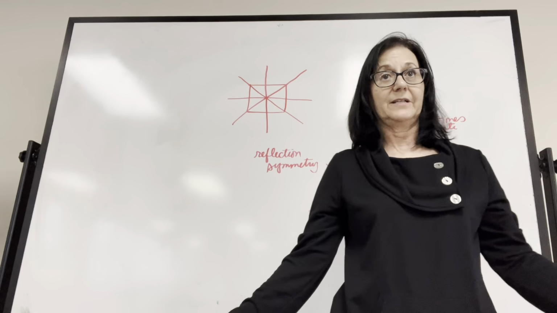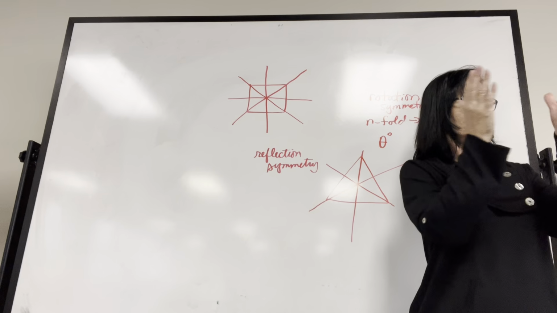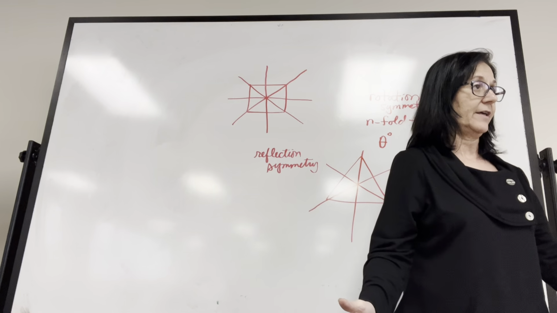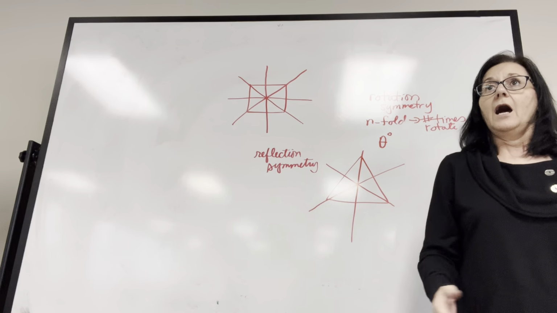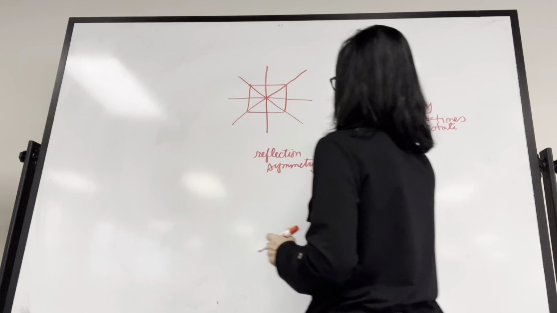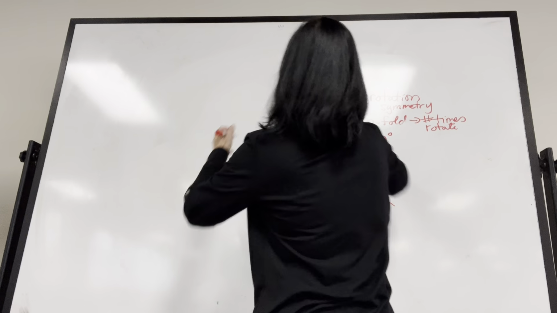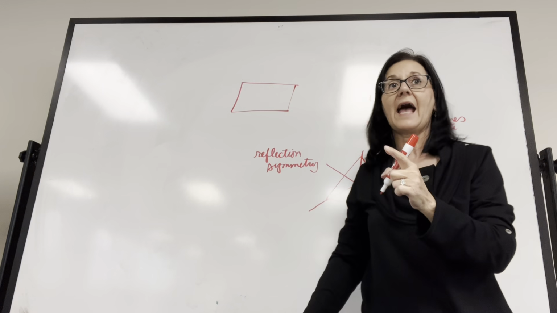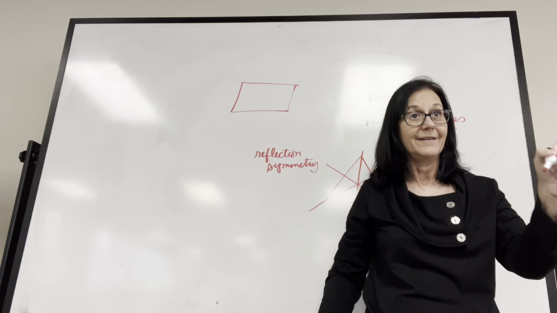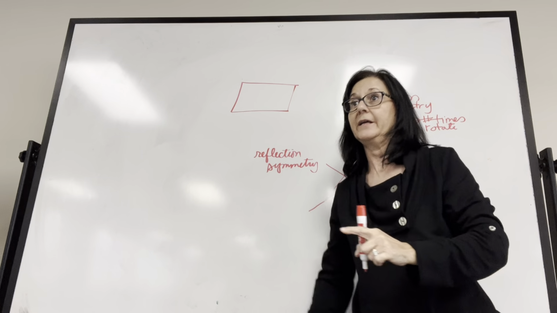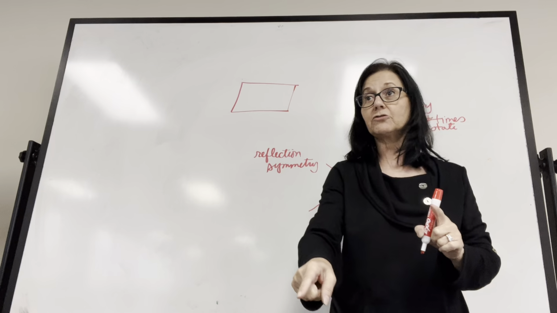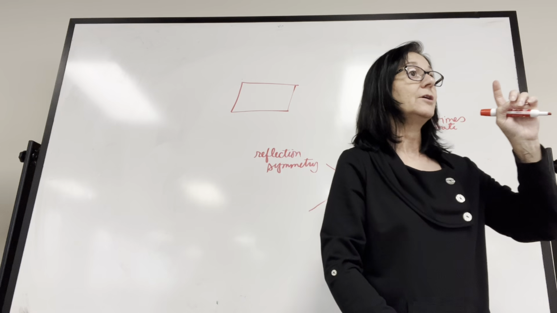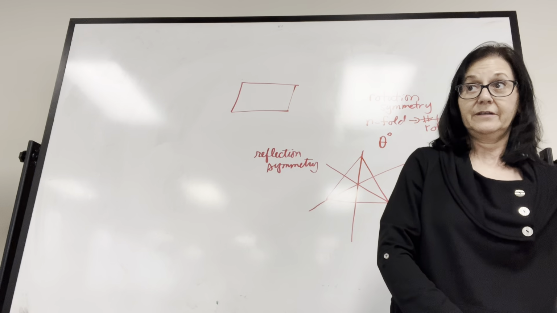Okay, so reflection symmetry is you can draw a line through the image such that one side is an exact reflection of the other side. Make sense? Do parallelograms have reflection symmetry? They do not. Parallelograms have rotation symmetry, not reflection symmetry. Isosceles trapezoids have reflection symmetry, but not rotation symmetry. Got it?